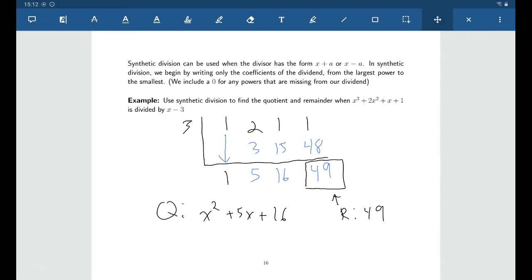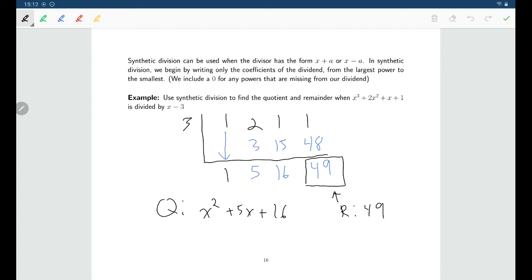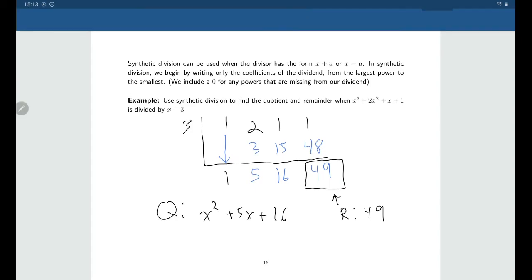The only thing that we need to remember is number one, make sure that our powers are written from smallest to largest, and that if we have any missing powers, we include zeros as appropriate. And number two, whatever this number is, if it's x minus whatever, then we'll use the positive version. If we'd been dividing by x plus 3, we would have used a negative 3 instead. And that's basically it for synthetic division. We're going to do some more examples now.